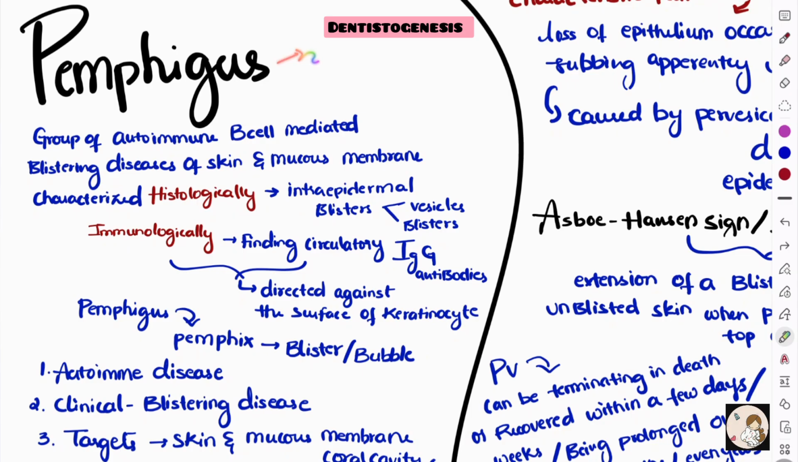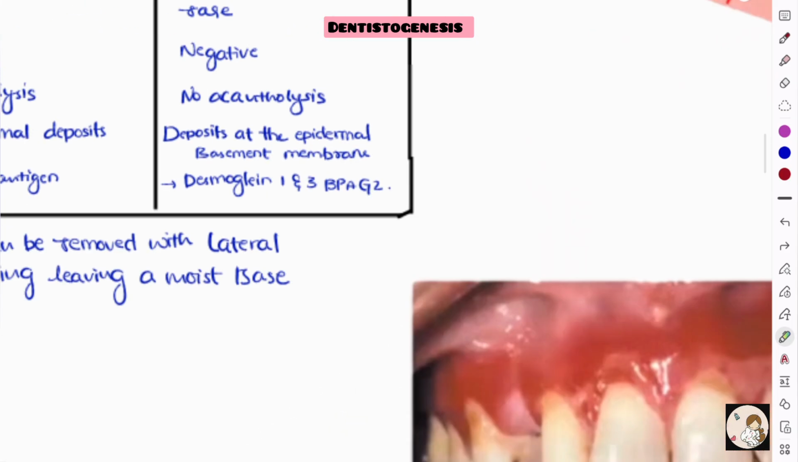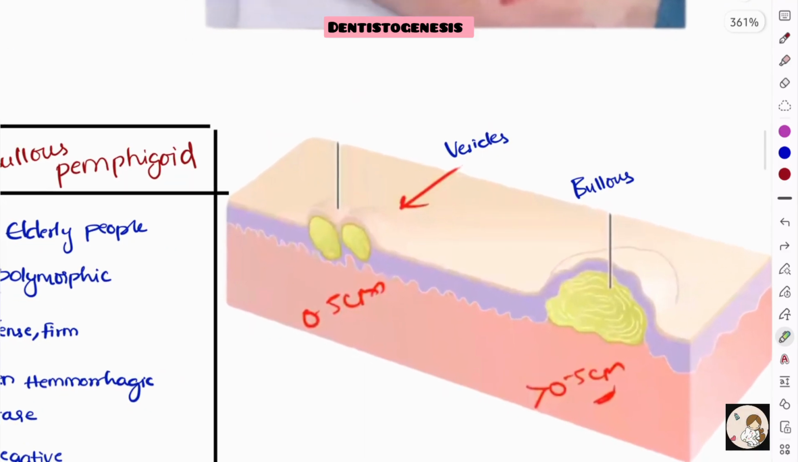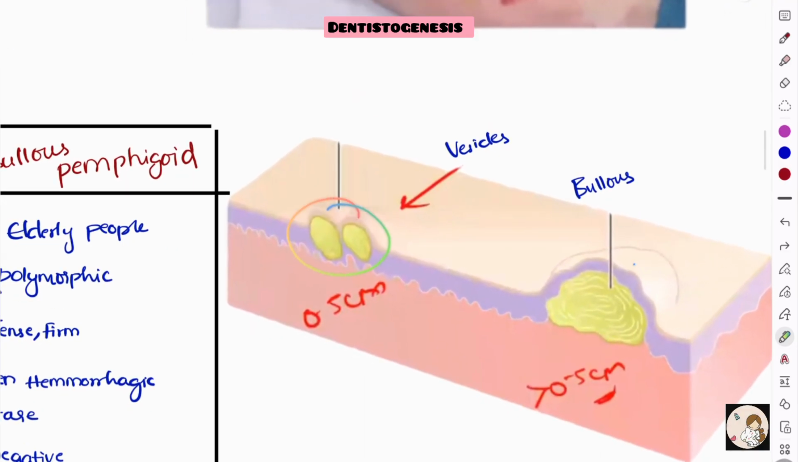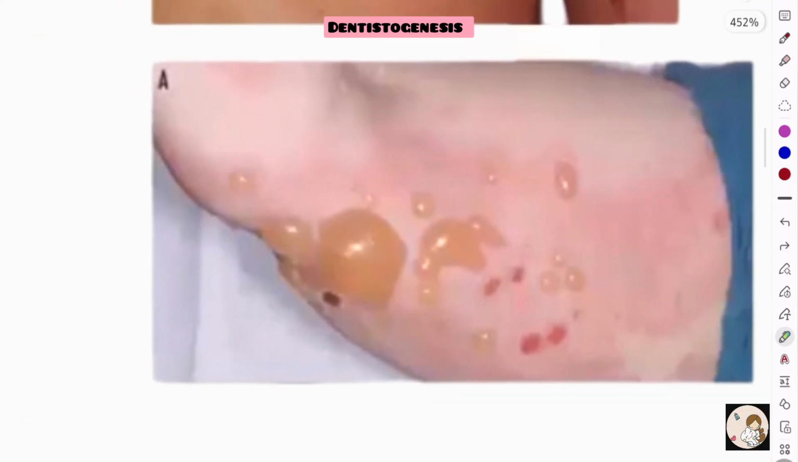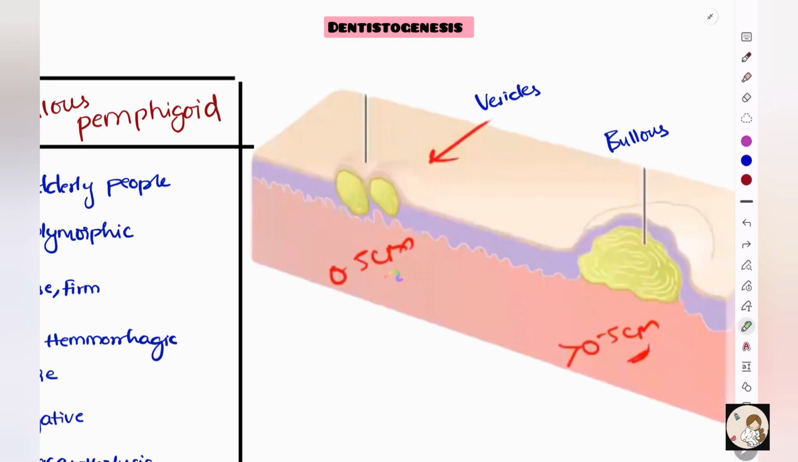Pemphigus is basically a vesiculobullous lesion. A very basic definition is that it is a skin disease related to vesicle and bulla formation on the skin. See, these are blisters on the axilla. A vesicle is an enlargement of the skin which is less than 0.5 centimeters. A bulla is a lesion which is called so if it is more than 0.5.